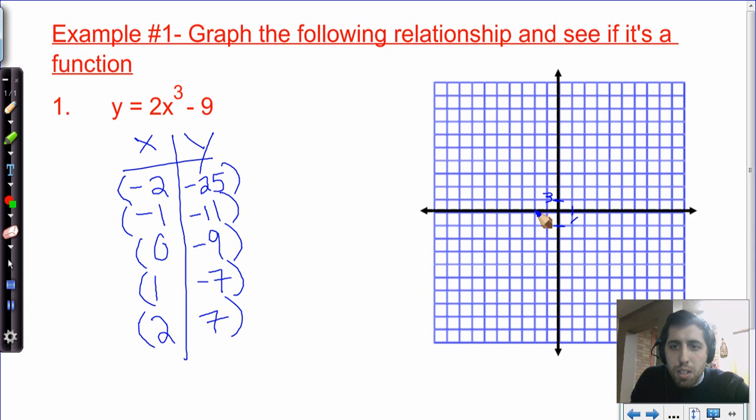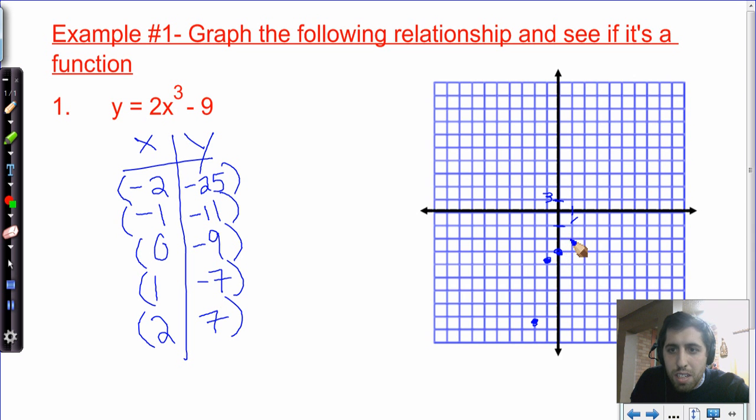Now, negative 2, negative 25. We run first, negative 2 is to the left, and then negative 3, 6, 9, 12, 15, 18, 21, 24, so negative 25 would be about there. Negative 1, negative 11: 3, 6, 9, 10, 11, not quite at negative 12. 0, negative 9: 3, 6, 9, right there.